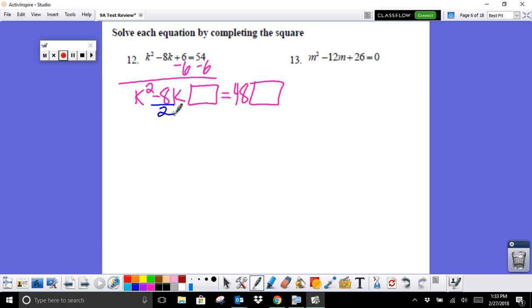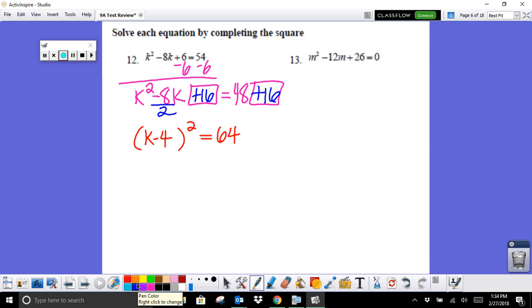So you take your b, you cut it in half, and then you square it. So negative 8 divided by 2 is negative 4. Negative 4 squared is a positive 16. Remember, what you do to one side, you have to do to the other. Now I'm going to factor the left side. It is a perfect square trinomial. That's what we just made it into, so it's easy to factor. So you take your b, you cut it in half, and that's my factor. So it's going to be (k minus 4) squared equals 48 plus 16, which is 64.